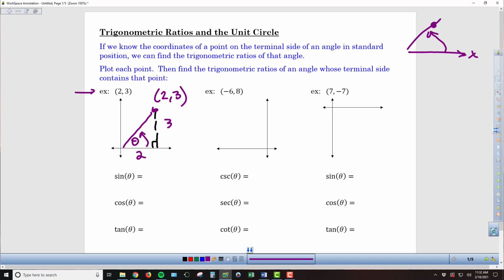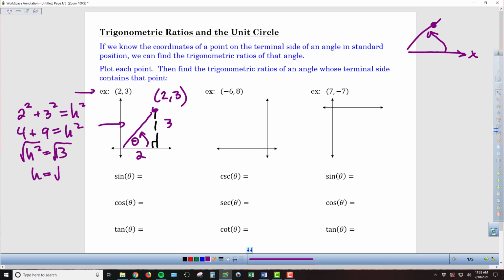And so now I'm ready to find the sine and cosine and tangent ratios of this angle associated with a point on that terminal side. So to find the sine ratio, I'm going to need to know what the hypotenuse is, which I can find using the Pythagorean theorem. So I've got 2 squared plus 3 squared equals the hypotenuse squared. So we've got 4 plus 9 equals h squared, or h squared equals 13. So my hypotenuse is going to be root 13. So if I label that on my diagram, now I'm ready to find these ratios.